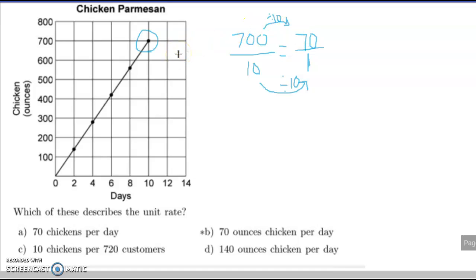Remember, when finding unit rates on a graph, you find a beautiful point, then use a ratio to work that out.